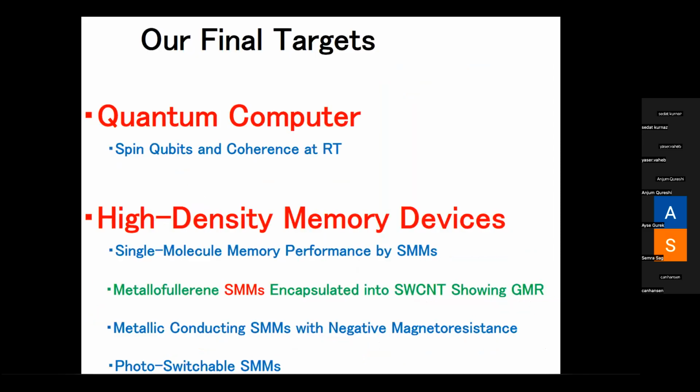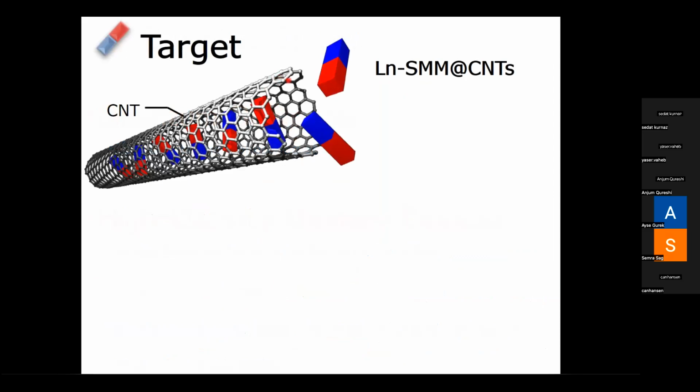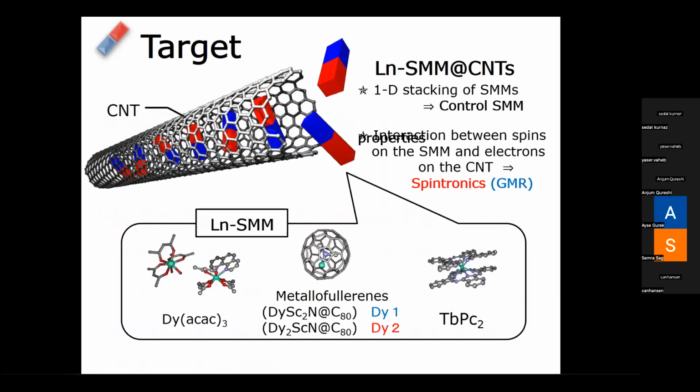So let's move to the metallofullerene single magnet encapsulated in single-walled carbon nanotube showing giant magnetoresistance. We must always use a single magnet to overcome Moore's limitation. Single-walled carbon nanotube is a mixture of 80% semiconductor and 20% metal. So we insert the single magnet. Conduction electrons and the local single magnet interact to show negative magnetoresistance. It's a new spintronics. So we inserted the dysprosium-scandium or terbium double-capital single magnet into single-walled carbon nanotube.